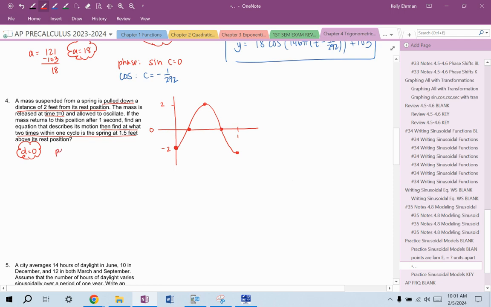The period is equal to 1 second. It takes 1 second to return to its starting position. So if that's equal to 2 pi over b, then b is 2 pi.